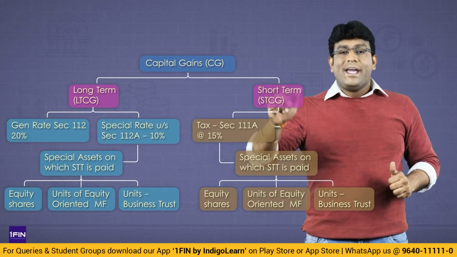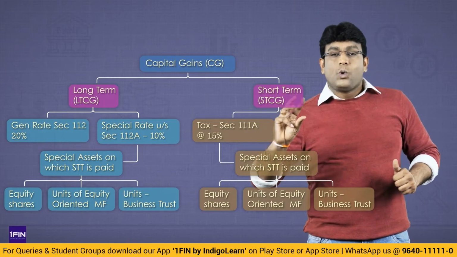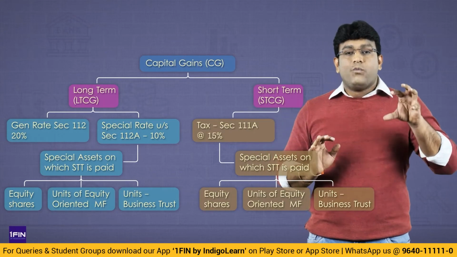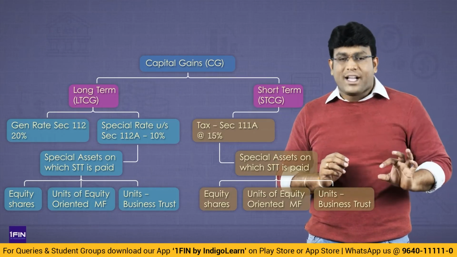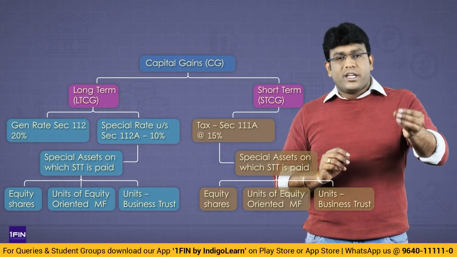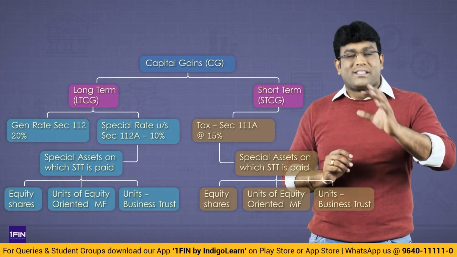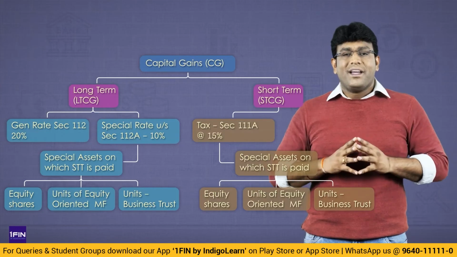So in 112A, the tax is 10%, that too on amount exceeding 1 lakh. In 111A, the tax is 15%, and there is no concept called 1 lakh. Even if it is 1,000, still pay tax at the rate of 15%. You are getting my point, everybody?